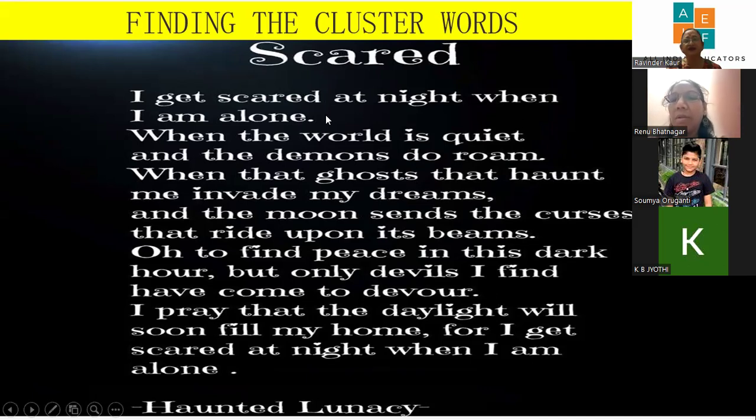I get scared at night when I am alone, when the world is quiet and the demons do roam, when the ghosts that haunt me invade my dreams, and the moon sends the curses that ride upon its beams. Oh, to find peace in this dark hour, but only devils I find have come to devour. I pray that the daylight will soon fill my home, for I get scared at night when I am alone.